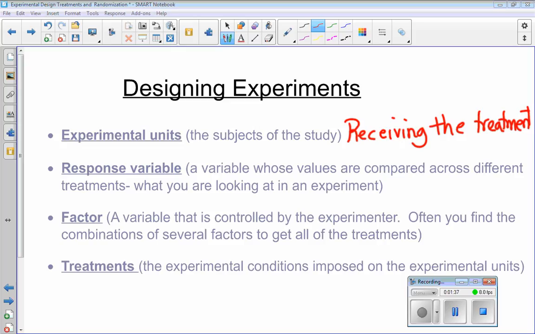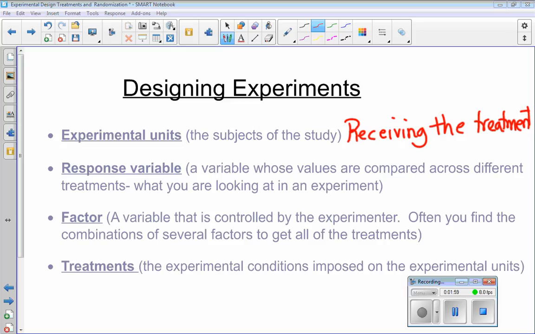So experimental units, or the subjects of a particular experiment, are the people that receive the treatment. And I say that because sometimes it's difficult to actually look at an experiment and decide who is receiving the treatment. So that's what you're looking for. A response variable is basically what you're measuring. What are you looking for? What kind of a response are you getting?